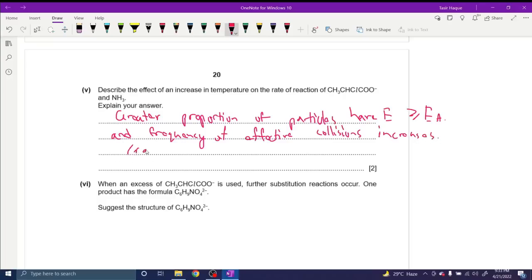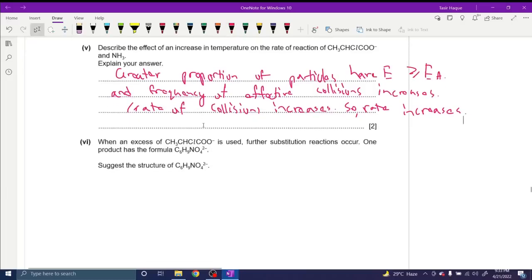Or you could say rate of collisions increases. So rate increases, okay? That's the wording. Why is it that when an excess of 2-chloropropanoate anion is used, further substitution occurs?